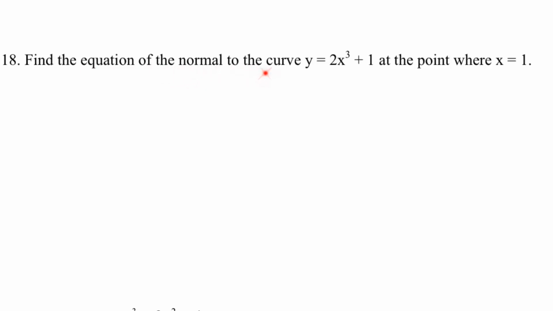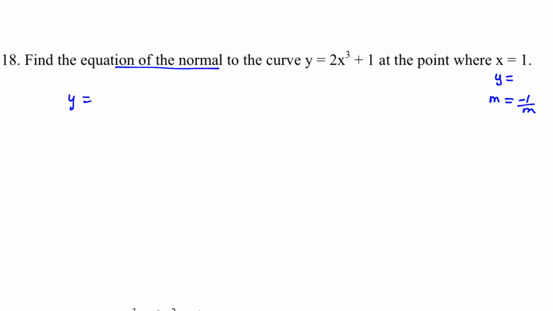Find the equation of the normal to the curve y is equal to 2x cubed plus 1 at the point where x is equal to 1. This is a very easy question. What are the things that you need for finding the equation of the normal? You need x, which is given to us. You need y. You need to find the gradient. And then you will flip over and change the sign of the gradient. To find the gradient, you will have to differentiate.